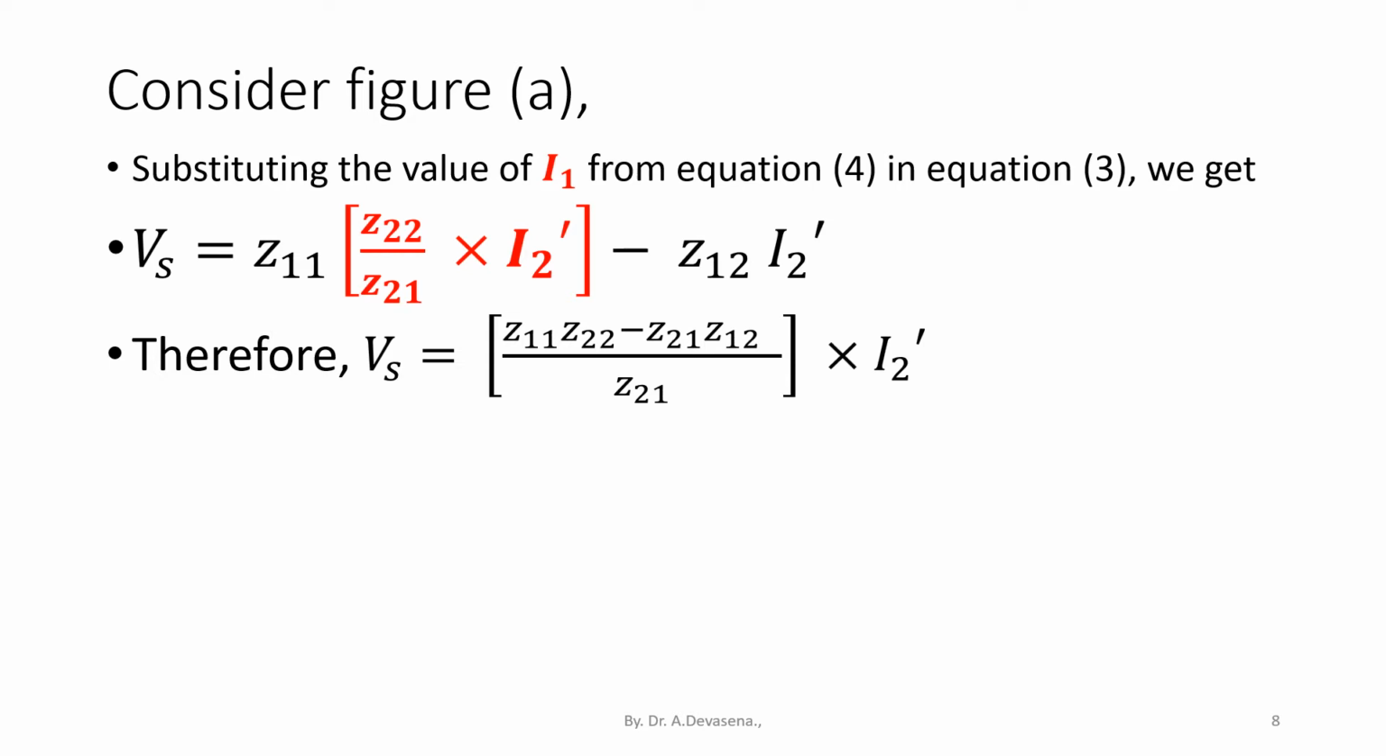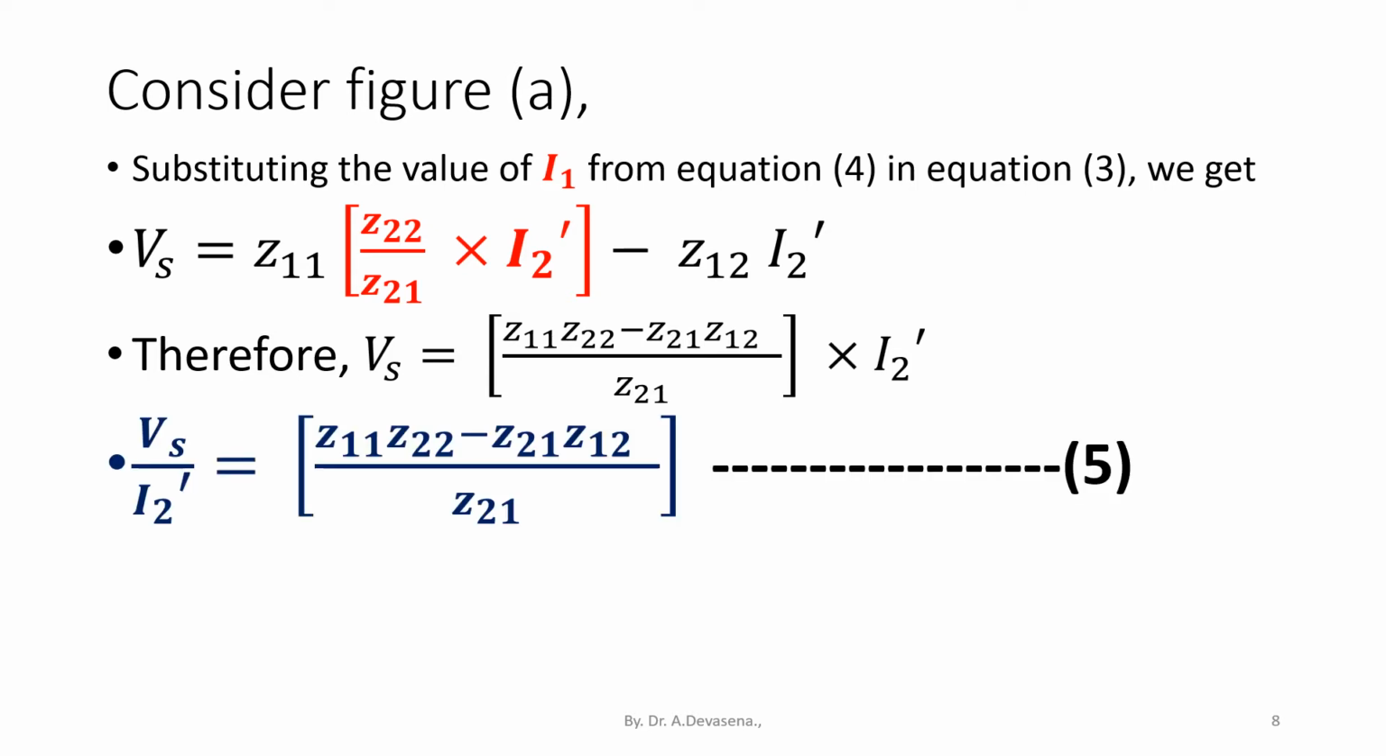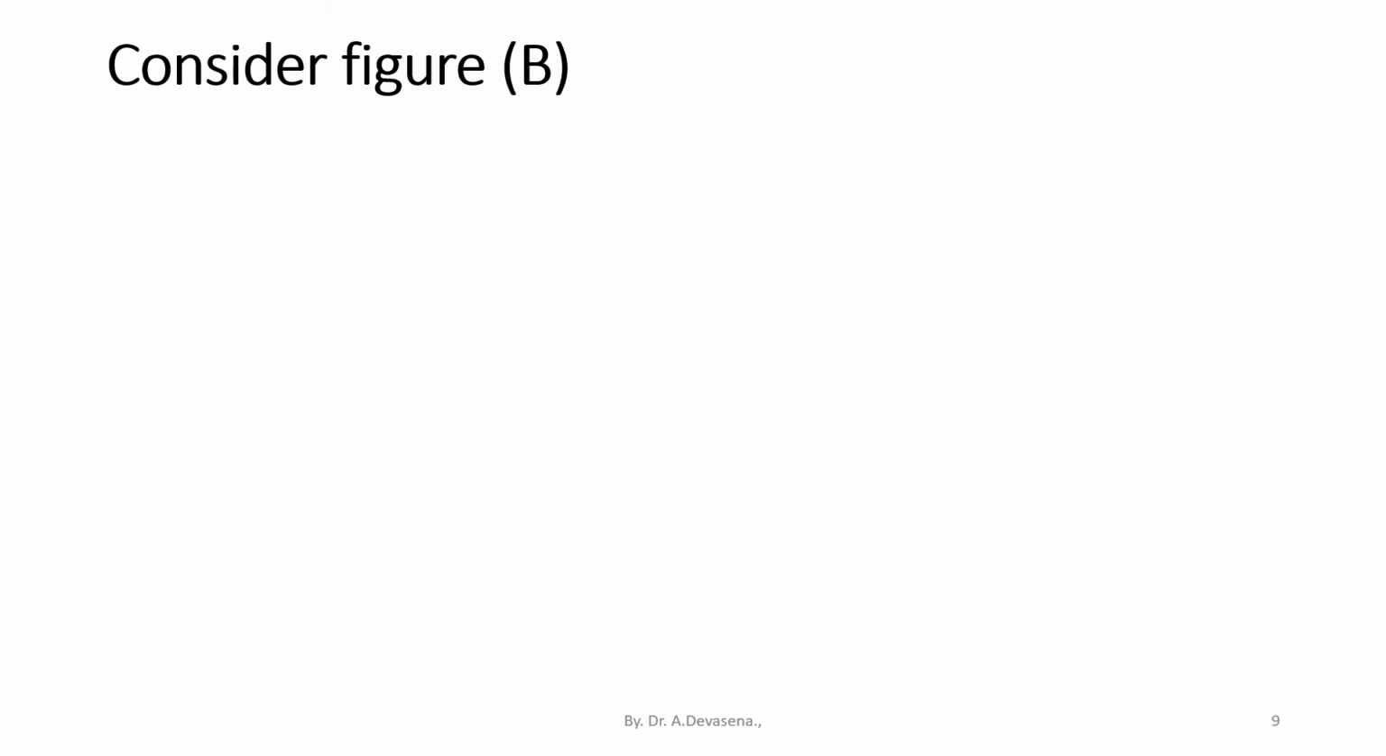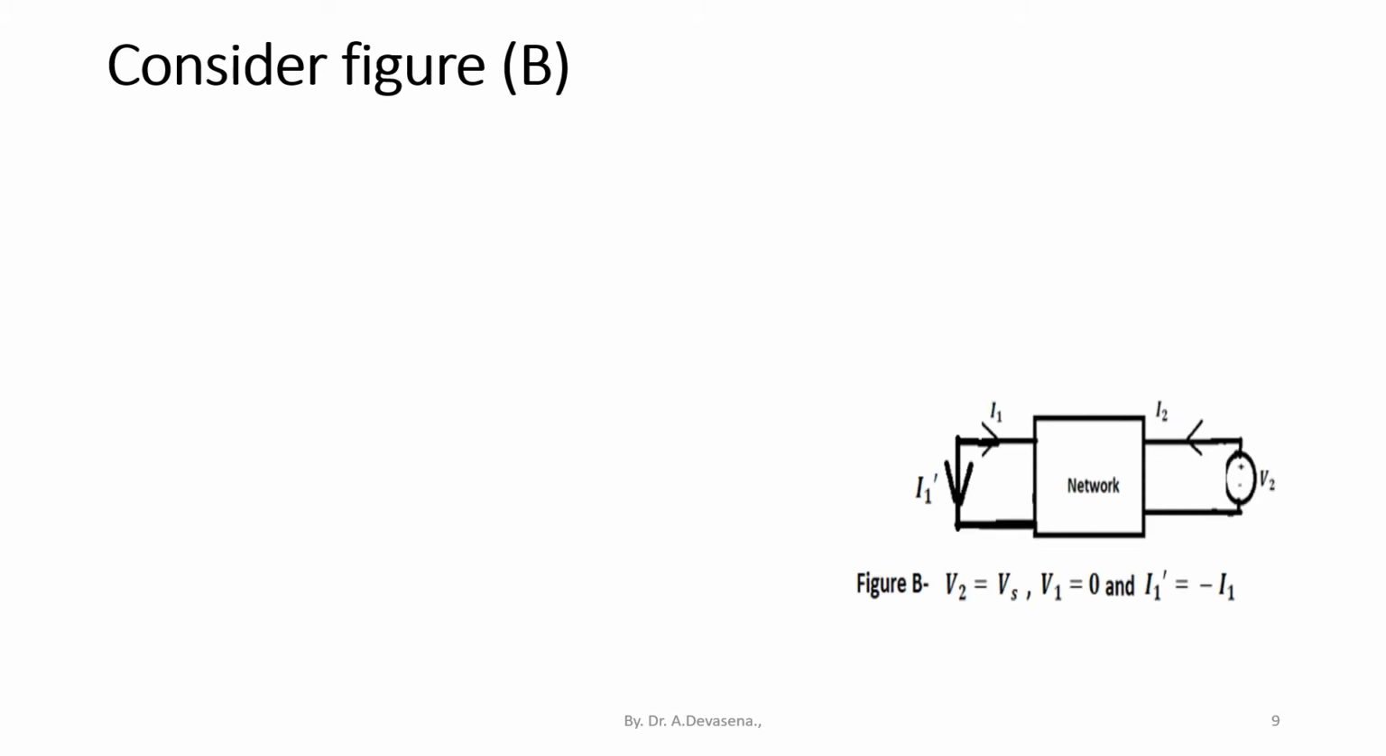Here we have taken I2' as common and we have taken the LCM for these two values. Therefore, Vs divided by I2' is equal to (Z11 Z22 minus Z21 Z12) divided by Z21. We have considered this as equation 5. Now consider figure B. This is the representation of figure B.